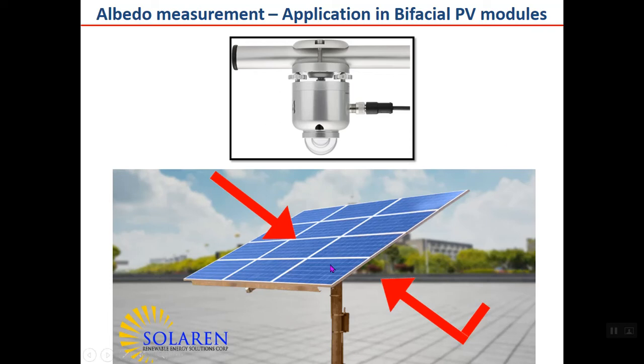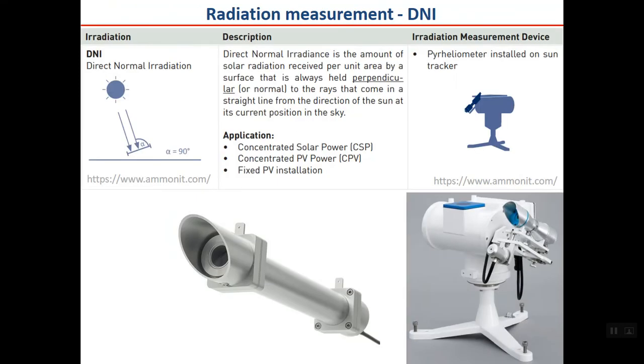For these types of modules, it is important to know the ground reflection, or what is named albedo. So this is a device which is used for measuring albedo. For accurate measurement, some more complications and sophisticated calculations are needed, which are outside the scope of this course.